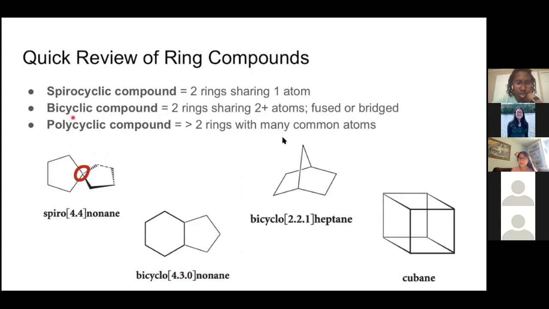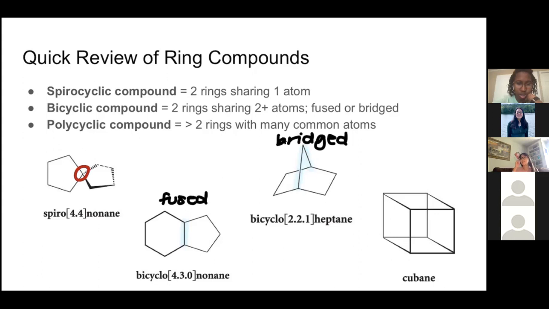The second class is going to be known as bicyclic. This is going to be two rings sharing two or more atoms. They can be classified as either fused or bridged. You're going to see these are two bicyclic compounds. This guy on the bottom, bicyclo[4.3.0]nonane, is going to be fused, while his friend is going to be bridged. Fused, you can see, just means you have these two carbons directly attached to each other. Whereas bridged, as hopefully you can tell, forms what looks like a bridge.